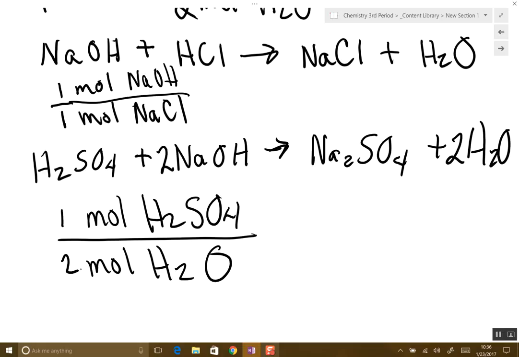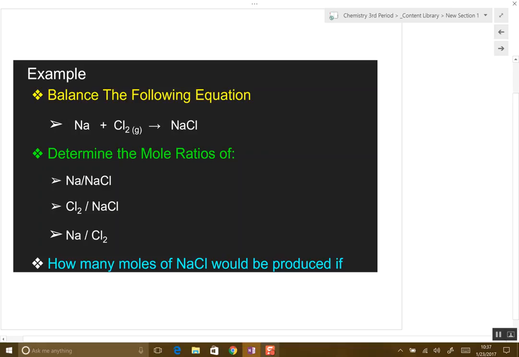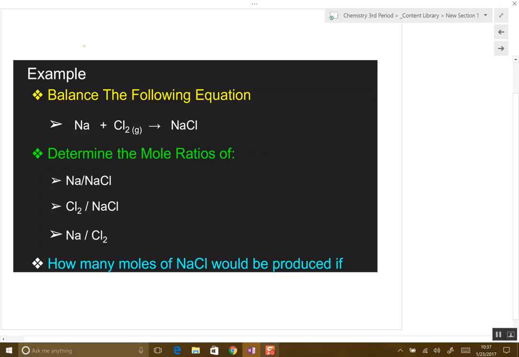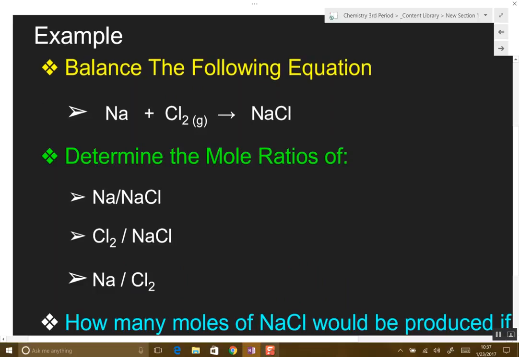Balance the equation. All right, so let's move on to the next page, and let's go up here. Somebody balance this for me. You're saying 2, 1, 2. What's the ratio of sodium to sodium chloride? 2 to 2. Chlorine gas to sodium chloride? 1 to 2. And sodium to chlorine, 2 to 1. So this is not really much different.